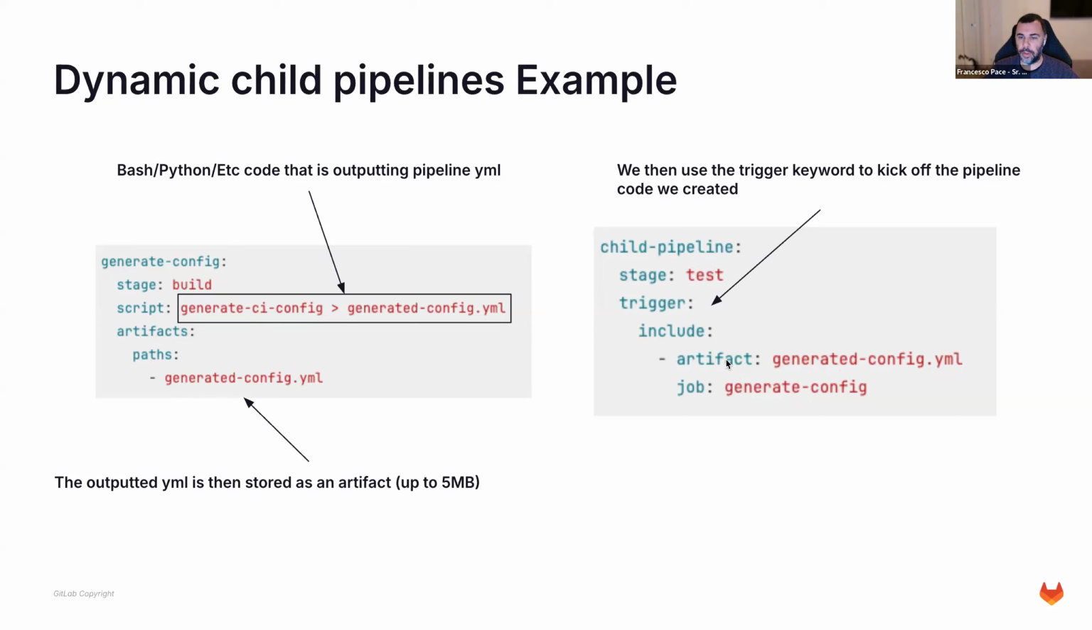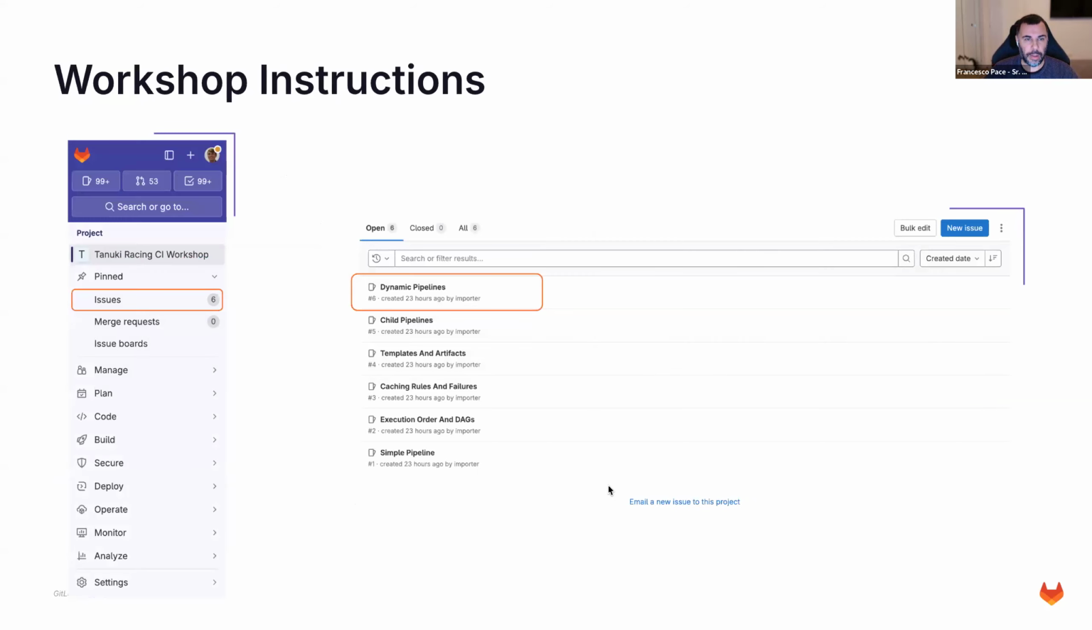Of course, you can specify the name of the artifact and the job that produced that artifact. In this case, generate config is the name of this job. There's just one limit for this kind of approach, that is the maximum size of the artifact, that is 5 megabytes. So let's come back to the exercise.